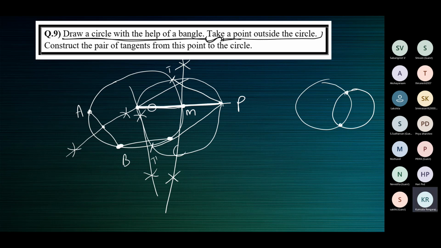Now we have two circles. They are two intersecting circles. Mark off the points of intersection as T and T dash. Join PT and PT dash. They are the required tangents. We know that we can draw only two tangents from an external point of the circle. So PT and PT dash are the required tangents to the circle.